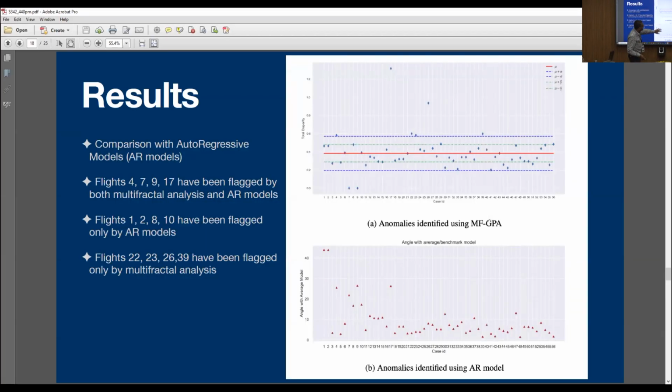This is the AR model, and this is the one that came up with multifractal along with GPA. What you see is that some of the things flagged by AR models are also flagged by the 17, for instance. Some of the case IDs are listed, 47970. Other than that, there are some things that have been flagged by AR models which have not been flagged by MFGPA, and similarly, vice versa. There are some things that are flagged there which are not flagged here.